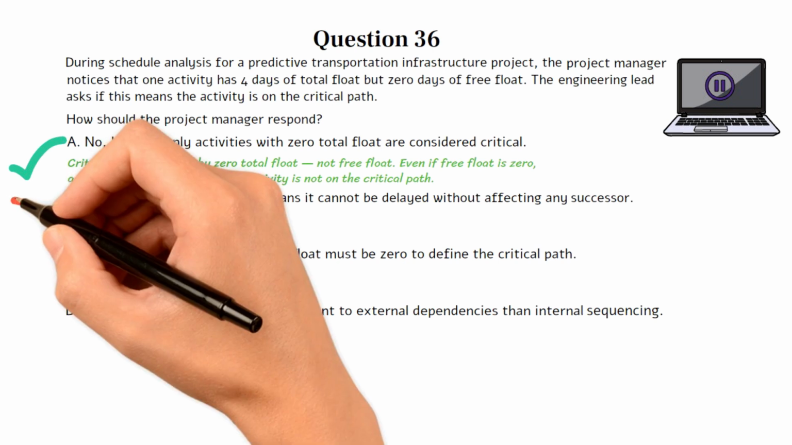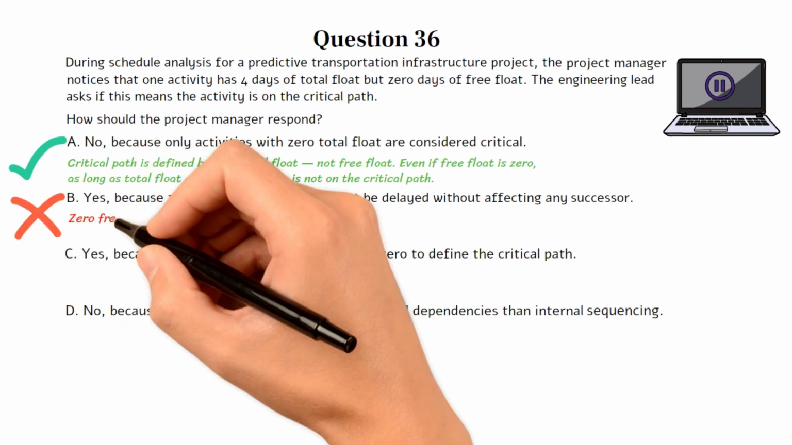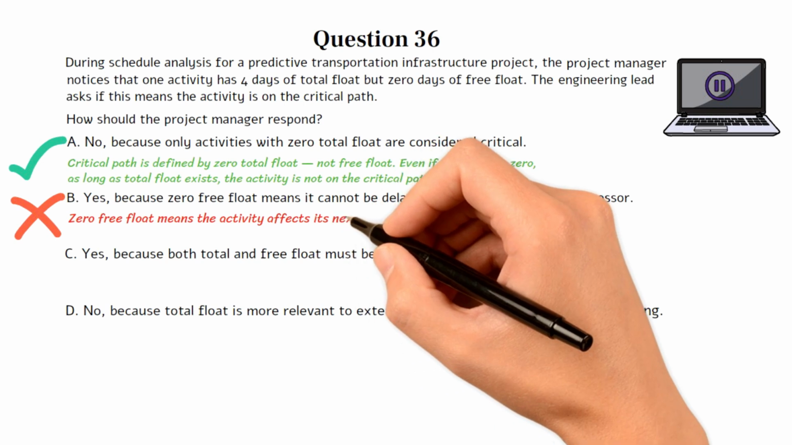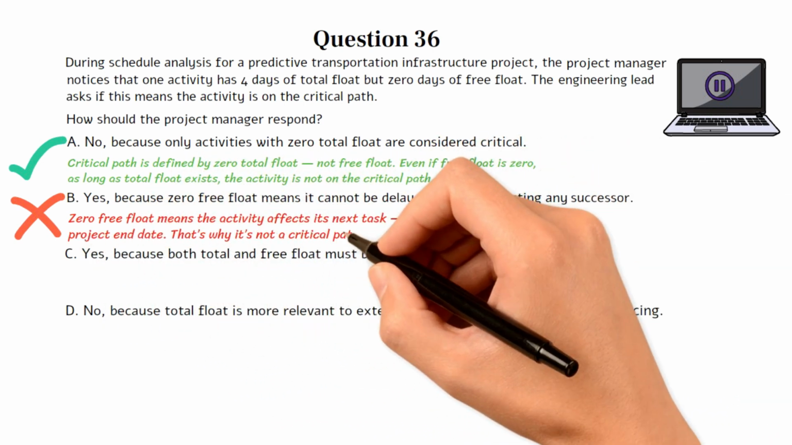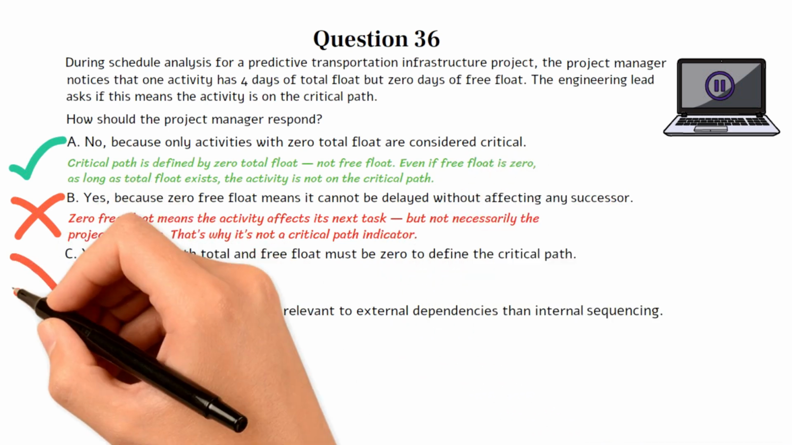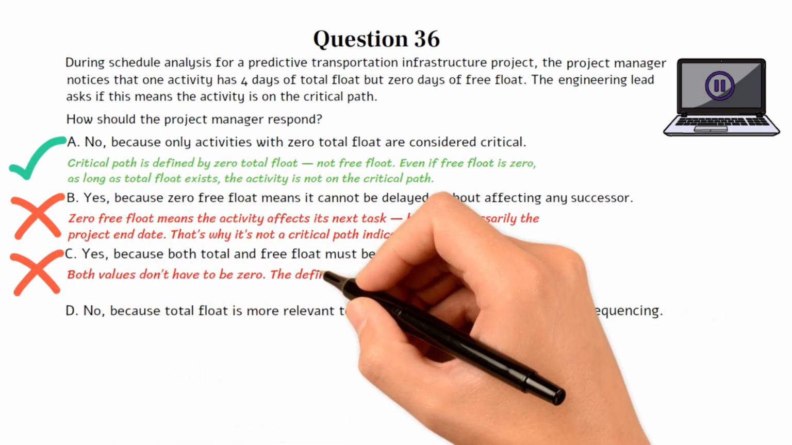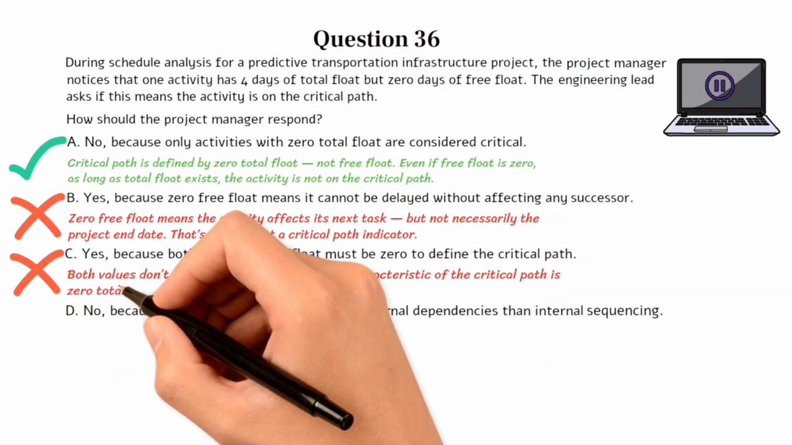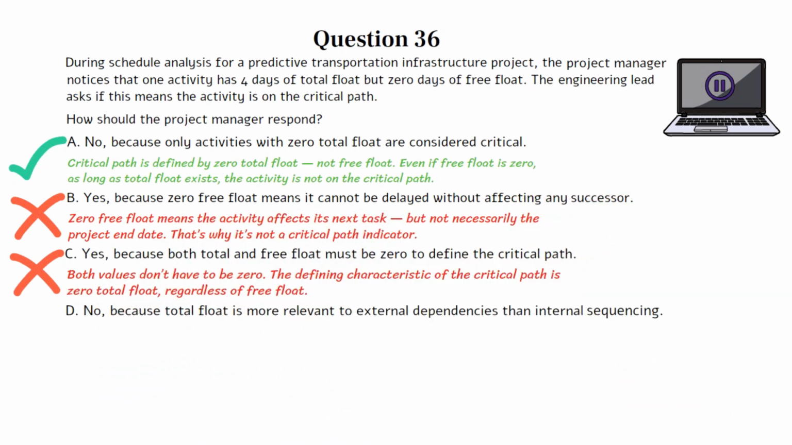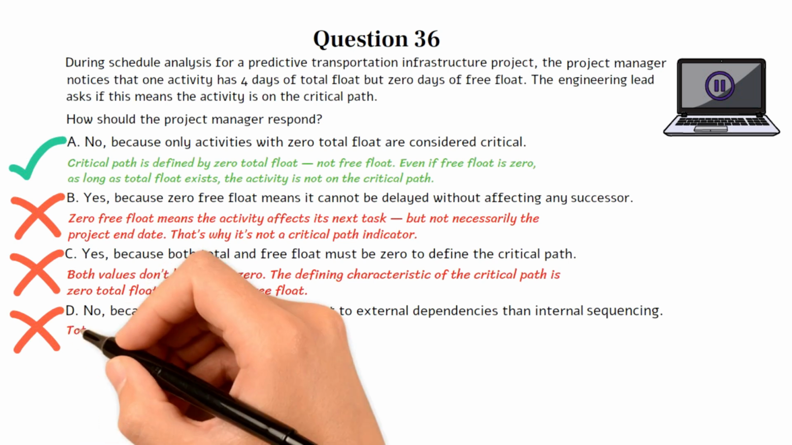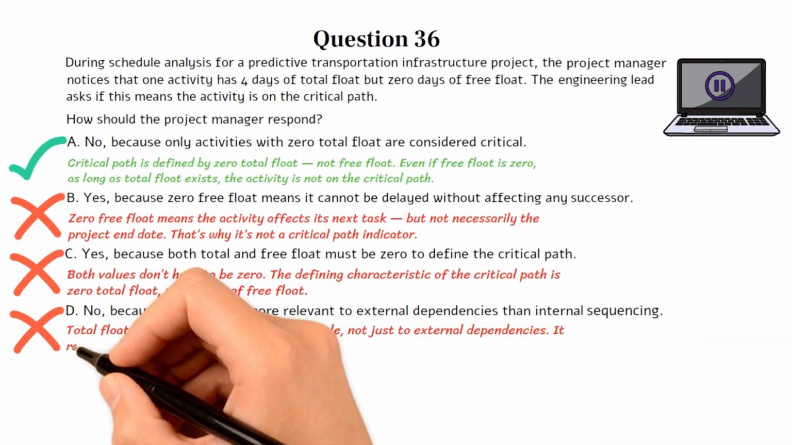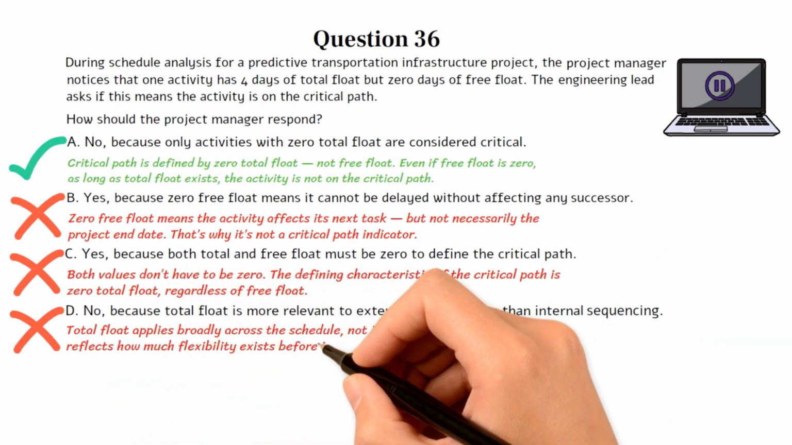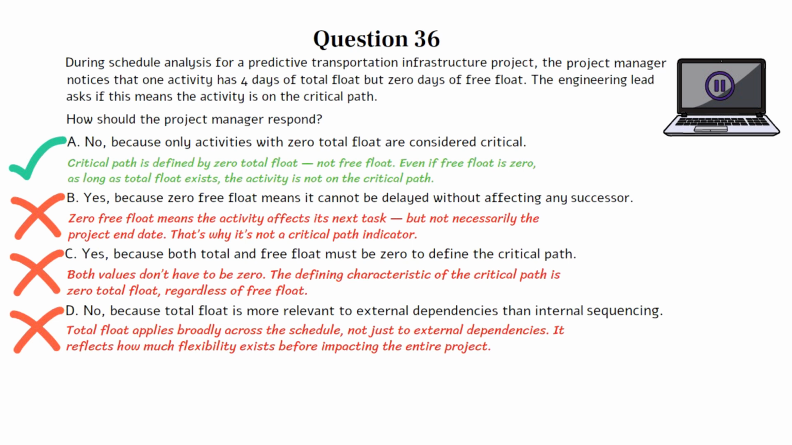Choice B is incorrect. 0 free float means the activity affects its next task, but not necessarily the project end date. That's why it's not a critical path indicator. Choice C is incorrect. Both values don't have to be zero. The defining characteristic of the critical path is zero total float regardless of free float. Choice D is incorrect. Total float applies broadly across the schedule, not just to external dependencies. It reflects how much flexibility exists before impacting the entire project. Let's move on to the next question if you're ready.